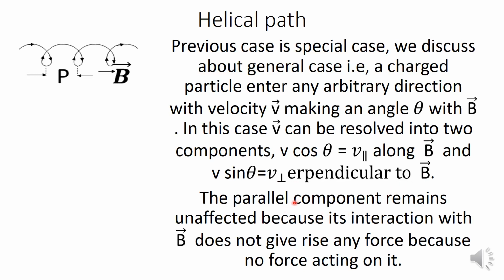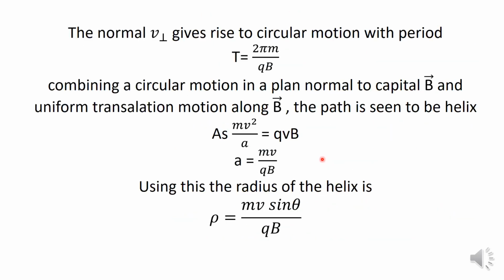The parallel component remains unaffected because its interaction with B does not give rise to any force, as no force acts on it. The normal component, v perpendicular, gives rise to circular motion with period T equal to twice pi m by qB. Combining the circular motion in a plane normal to B and the uniform translational motion along B, the path is seen to be a helix. As mv square by a is equal to qvB, that is a is equal to mv by qB.